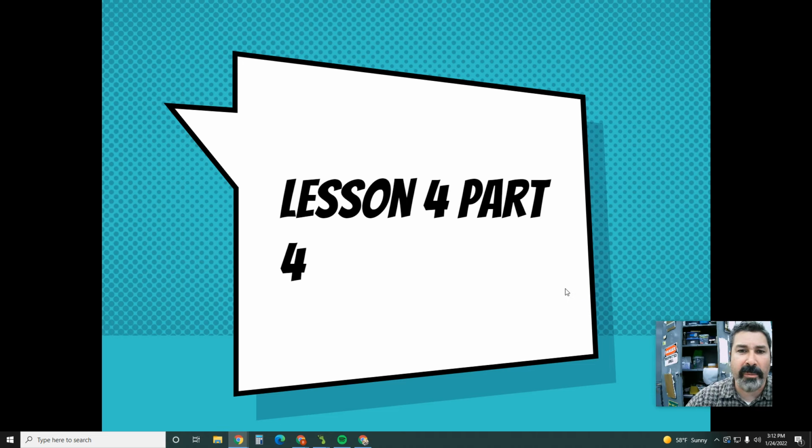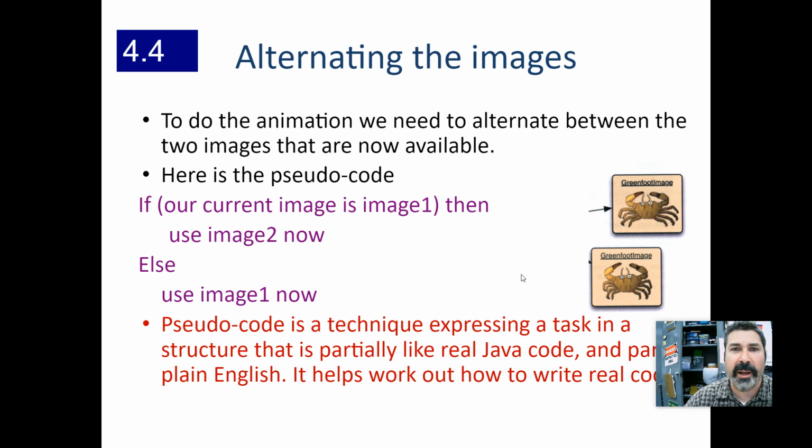Ladies and gentlemen and programmers, we're going to do lesson 4, part 4. We're going to learn how to alternate the images using the variables that we've already created.